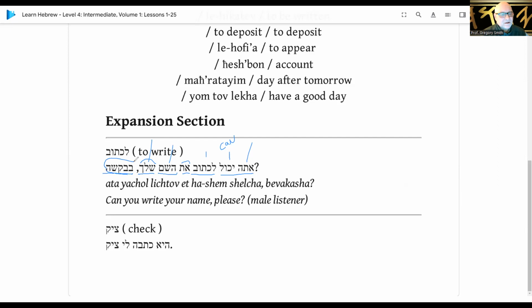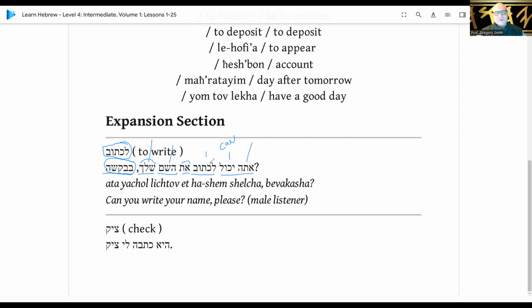Okay, so bevakasha is like, well, let's take a look at it by itself. It's like thank you, or you're welcome. It could be used as please. It's בבקשה, bevakasha. It's basically a term of civility, being polite to someone. Please, can you write your name, please? All right, so that's one other use for liktov, to write.